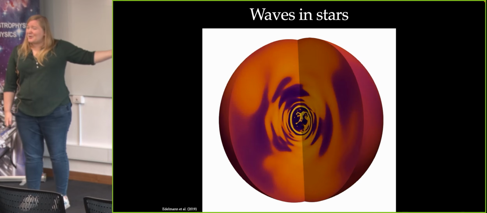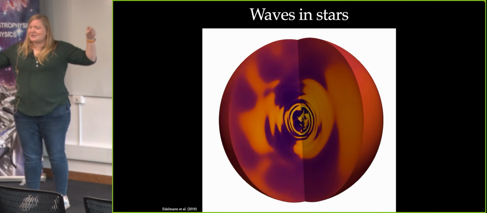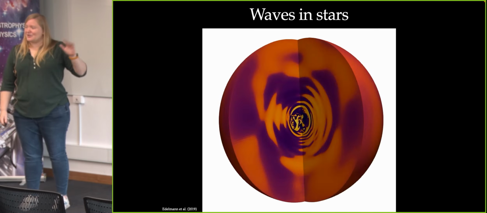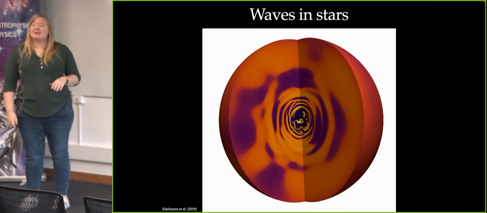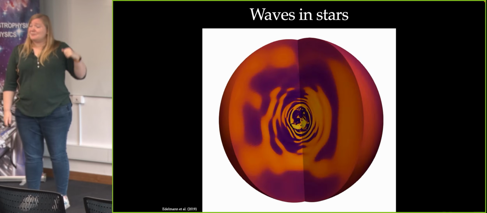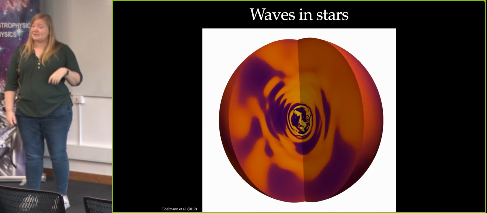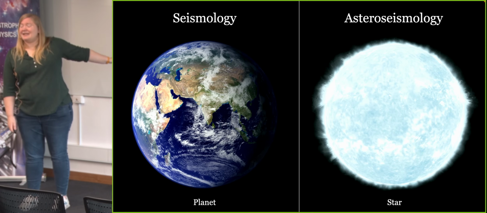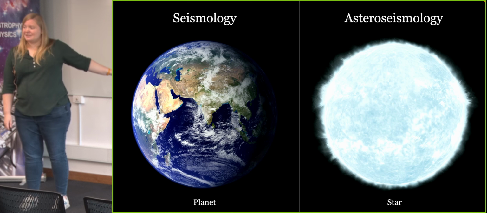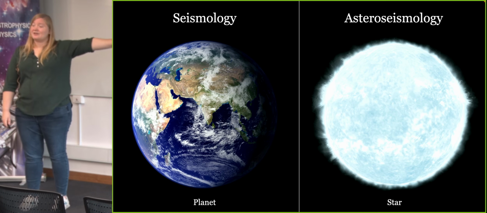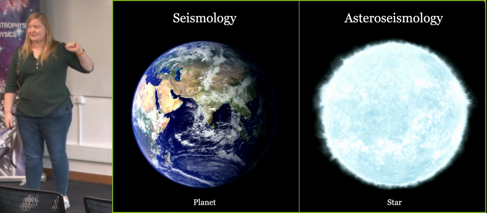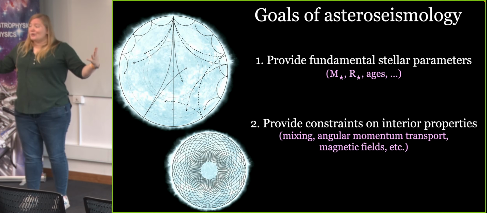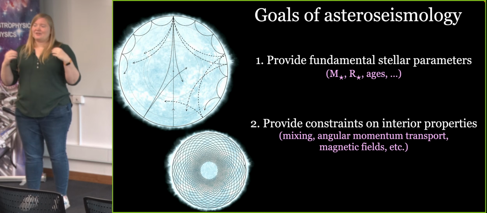They're not earthquakes, even though we like to sometimes refer to them as starquakes as an easy way of trying to explain. They happen for different reasons. But because they have these waves, it means we can learn something about the interior properties of the stars. And so the study of waves in planets is referred to as seismology, and study of waves in stars is referred to as asteroseismology.